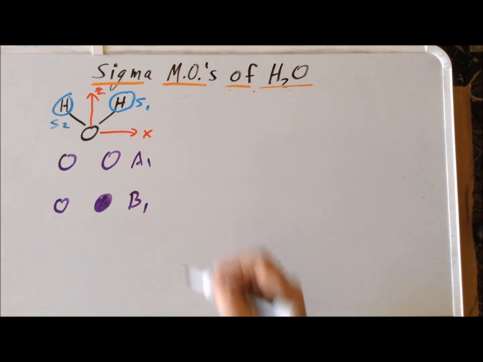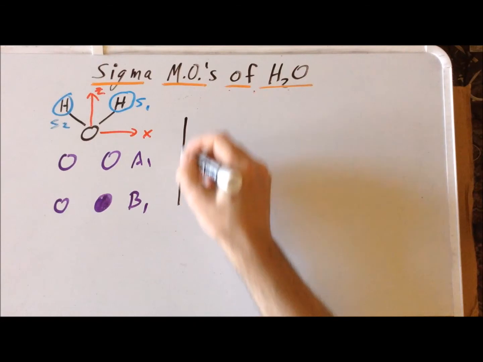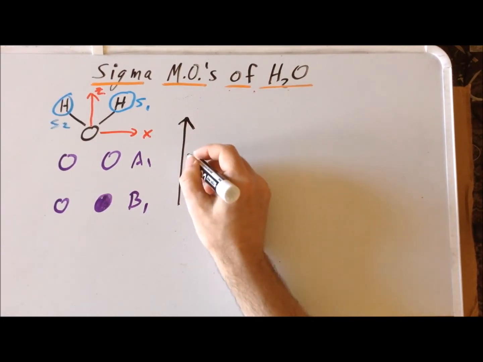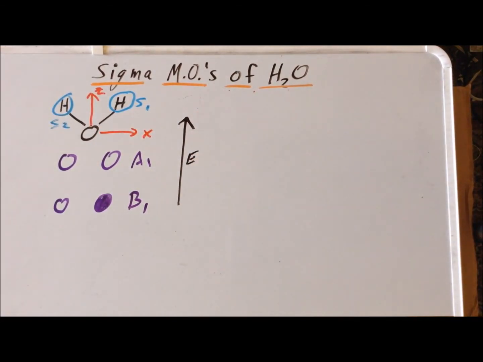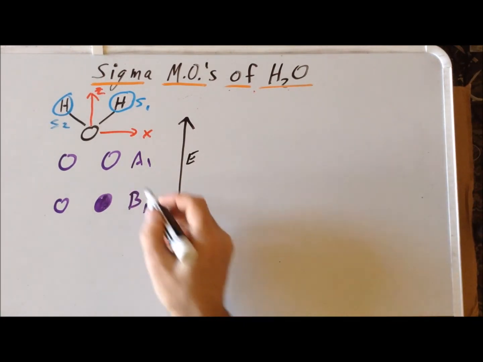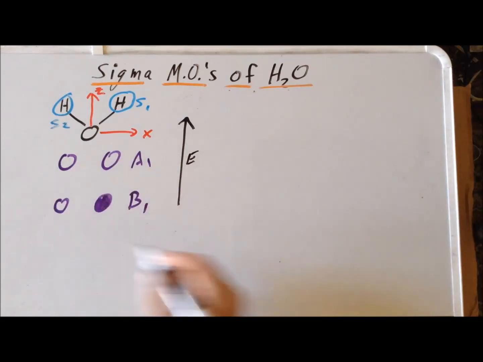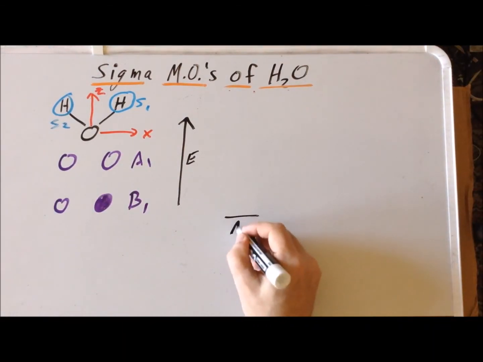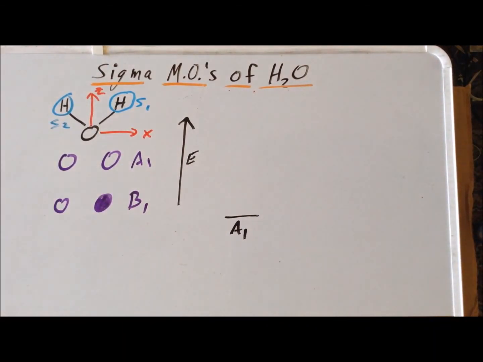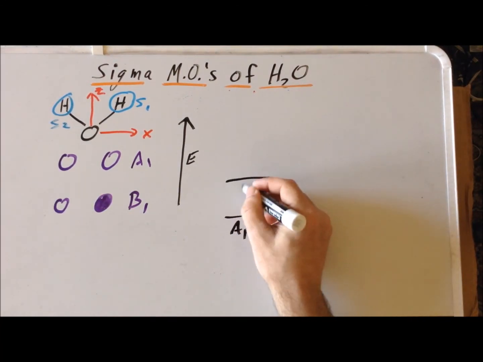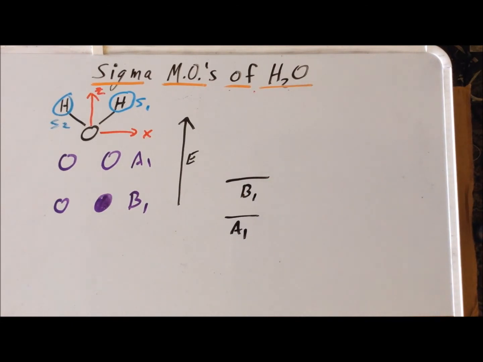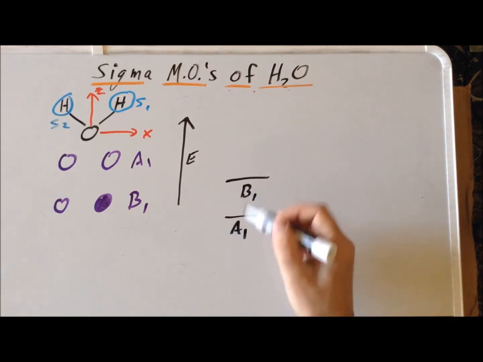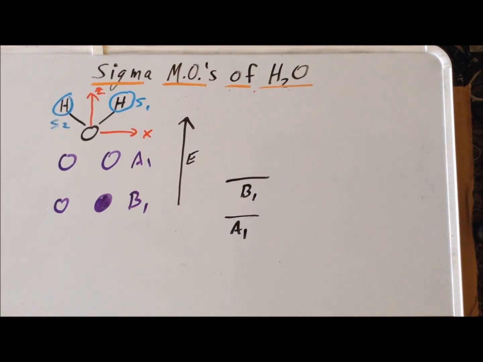Our last step is to sketch out a qualitative energy diagram for the molecular orbitals of water. So we know that the lowest energy, the all bonding combination with no nodes, is going to have A1 symmetry. The next highest energy combination is going to be the B1 combination because it has one node. So we can put the bonding orbitals in order by the number of nodes.